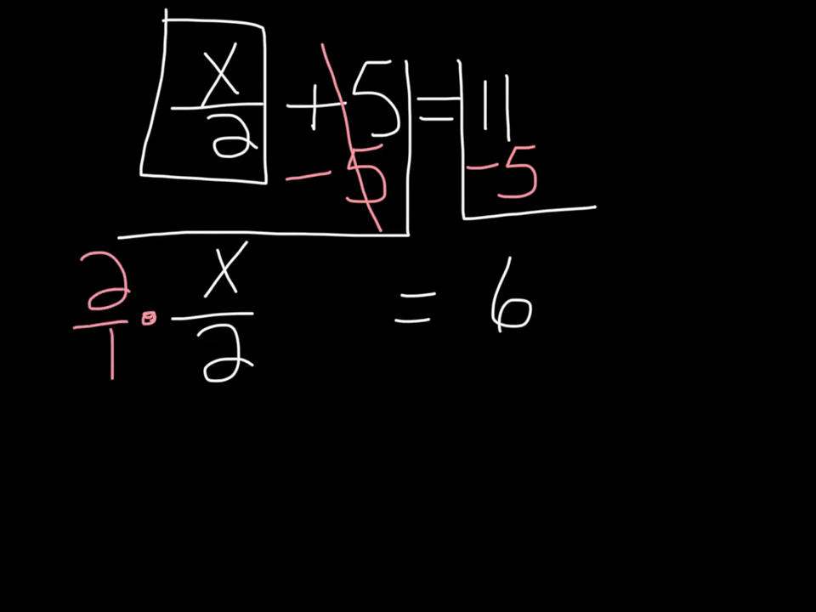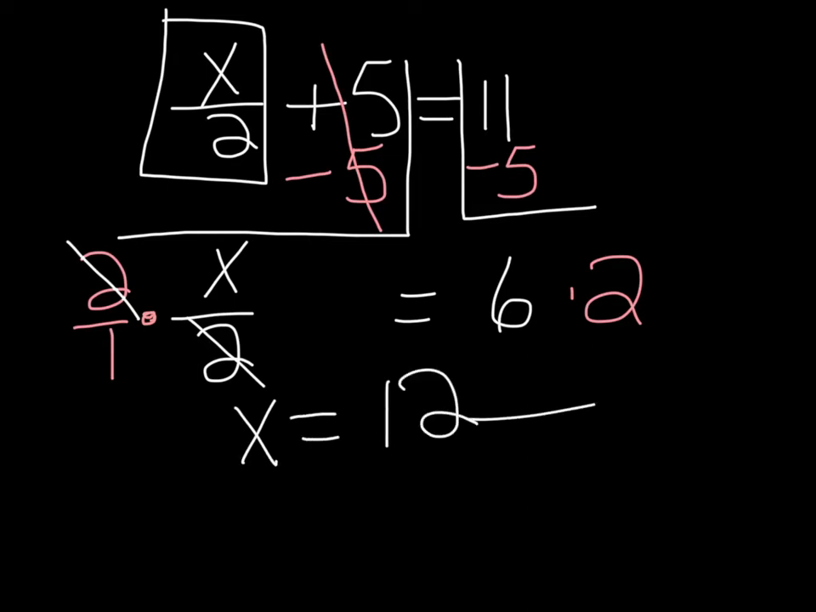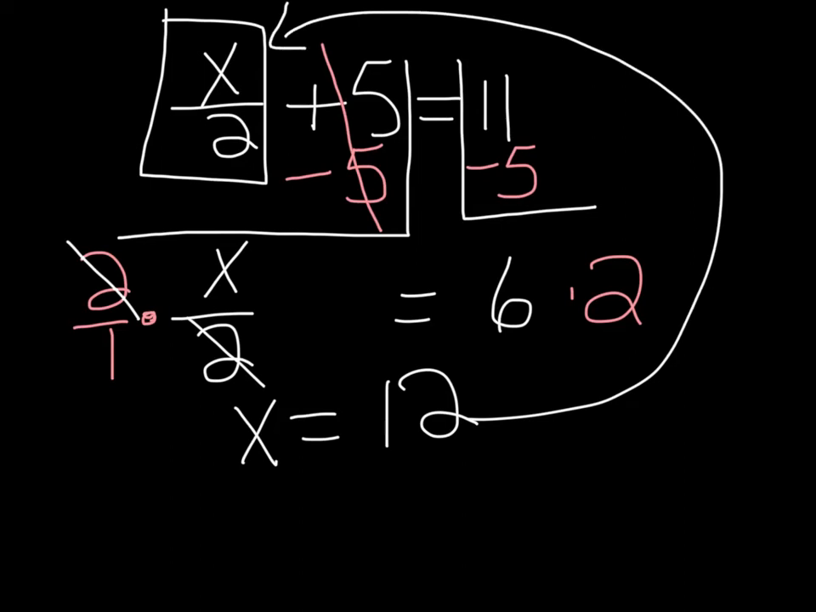Okay, if we multiply the left side by 2, we multiply the right side by 2. 2 and 2 reduce, and that leaves us with 1x equals 6 times 2, which is 12. Let's take that and plug it back in and see if that makes a true statement. If we put 12 in for x, that's 12 divided by 2 is 6, and 6 plus 5 is 11, so we've checked it, and that's good. It's all good. Our answer is correct.